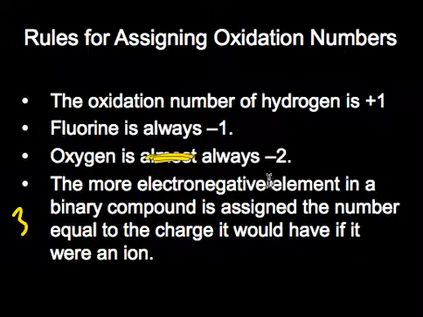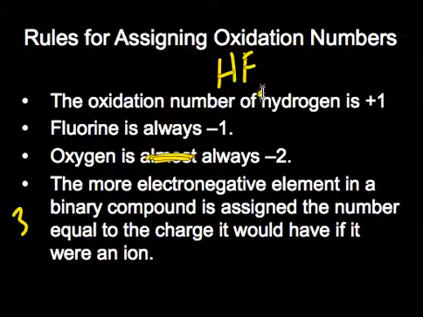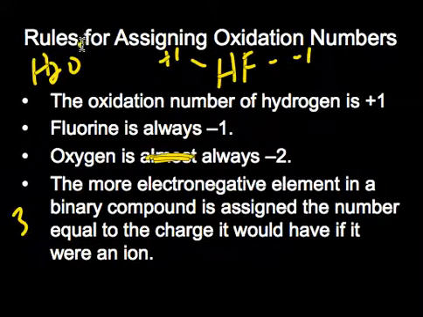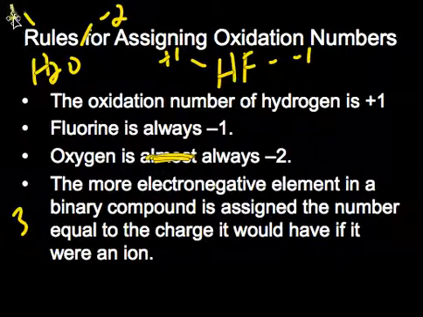So if we look at number 1, for instance, we have HF. HF, hydrogen is going to be +1 like it says. Fluorine is going to be -1 like it says. They're going to add up to 0 when they're in a compound together. If we look at water, H2O, oxygen is -2 like it says. Hydrogen is +1 for each atom like it says, so there's a +2 and a -2.